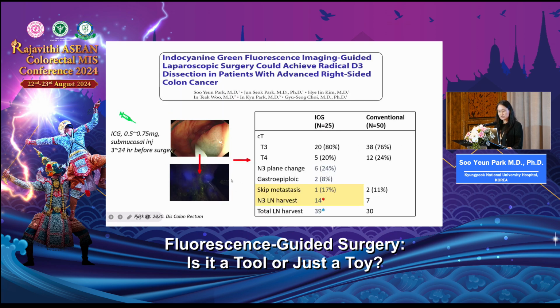And we evaluated the role of ICG fluorescence imaging for right colon cancer. We used a similar dose of ICG and injected usually the day before surgery. And we could find 70% of skip metastasis in the ICG group. The harvested lymph nodes, especially N3 lymph nodes, meaning the D3 area, were significantly higher than in the conventional group. However, the number of metastatic lymph nodes was similar. It depends not only on the harvest number, but mainly on the tumor stage.